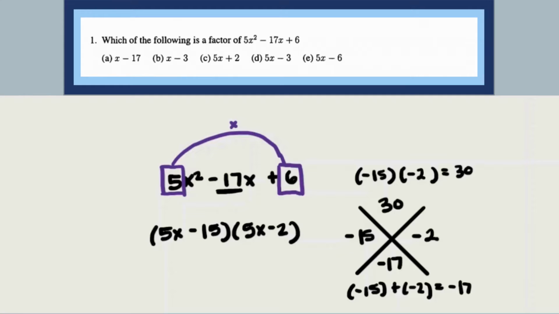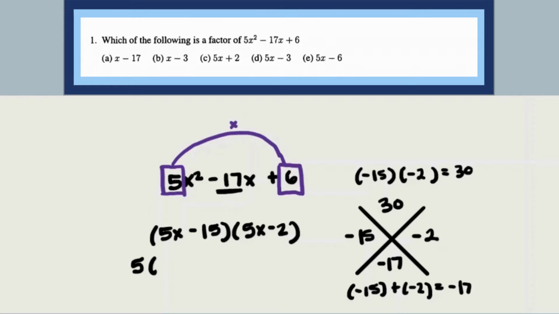So you might think we're done, but we're not. When our leading coefficient is something other than 1, we usually have to take a further step and factor a little more. If you notice, we have 5x minus 15 times 5x minus 2. Our 5x minus 15, we can actually factor and take out a 5. So we're going to factor our 5x minus 15.